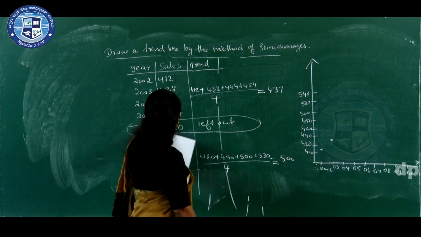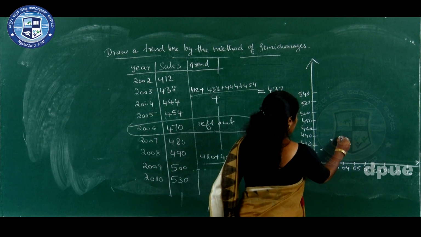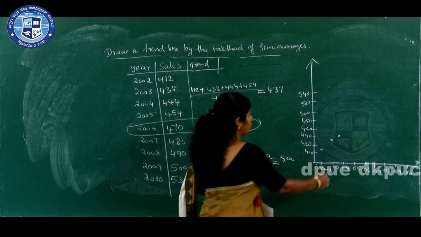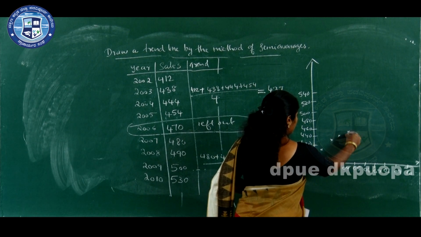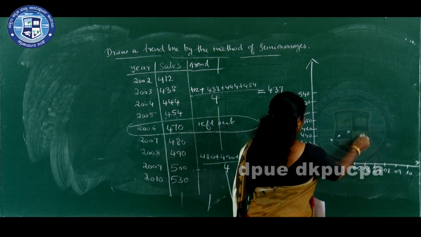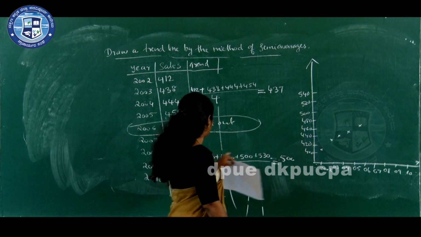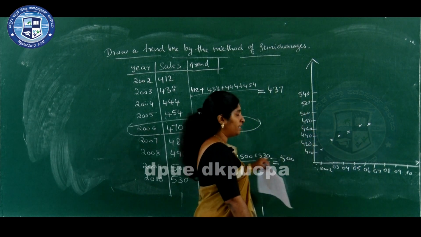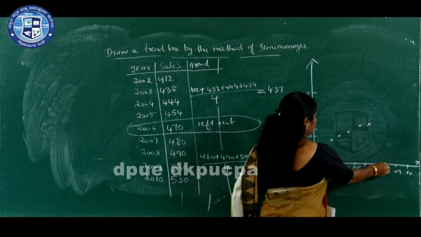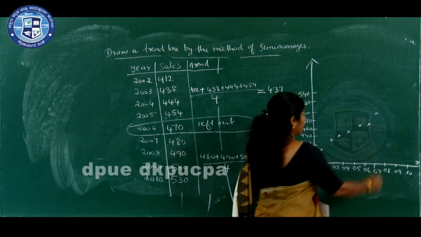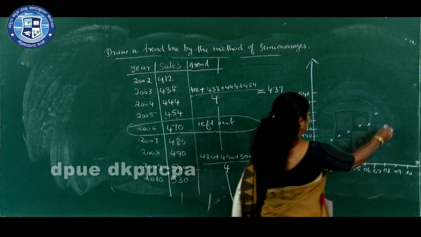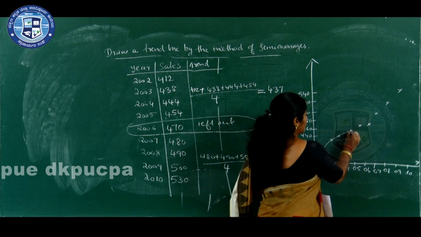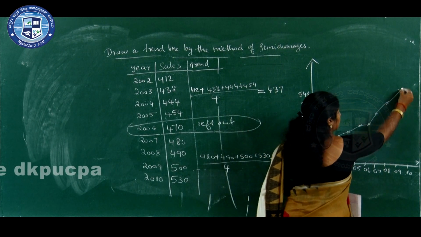Then 2004 corresponding is 444, and 2005 corresponding value is 454. Then 2006 is 470, mark 470. Then 2007, that is 480. 2008 is 490. Then 2009, 500. The last one is 530. Join the lines. That is the histogram.